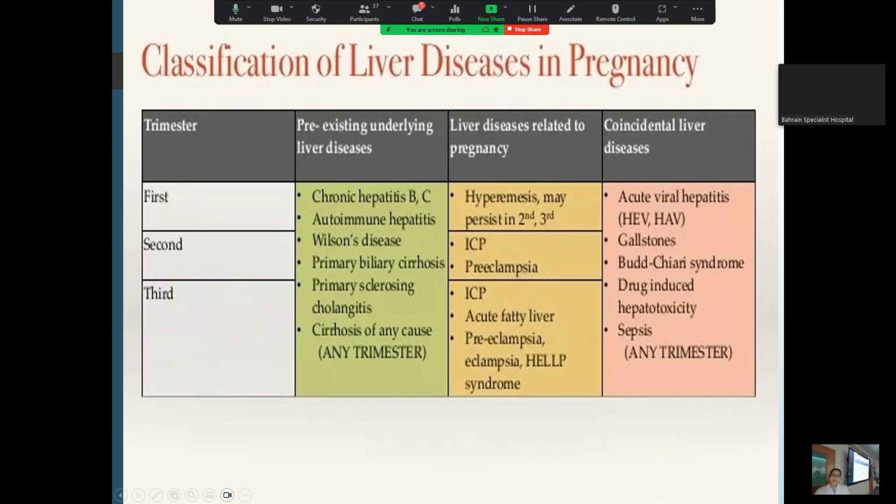Diseases which are coincidental with pregnancy are acute viral hepatitis, that is hepatitis E infection, hepatitis A infection occurring in pregnancy, gallstones, Budd-Chiari syndrome, drug-induced hepatotoxicity, and sepsis. But these two categories are vast and I'm not covering them in today's topic. I will only discuss the diseases which are unique to pregnancy.